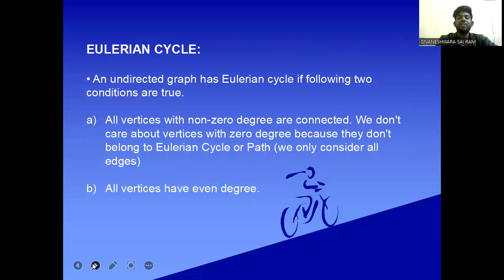Eulerian cycle. An undirected graph has an Eulerian cycle if the following two conditions are true. A: all vertices with non-zero degree are connected. We don't care about vertices with zero degree because they don't belong to the Eulerian cycle or path. We only consider all edges. B: all vertices have even degree.